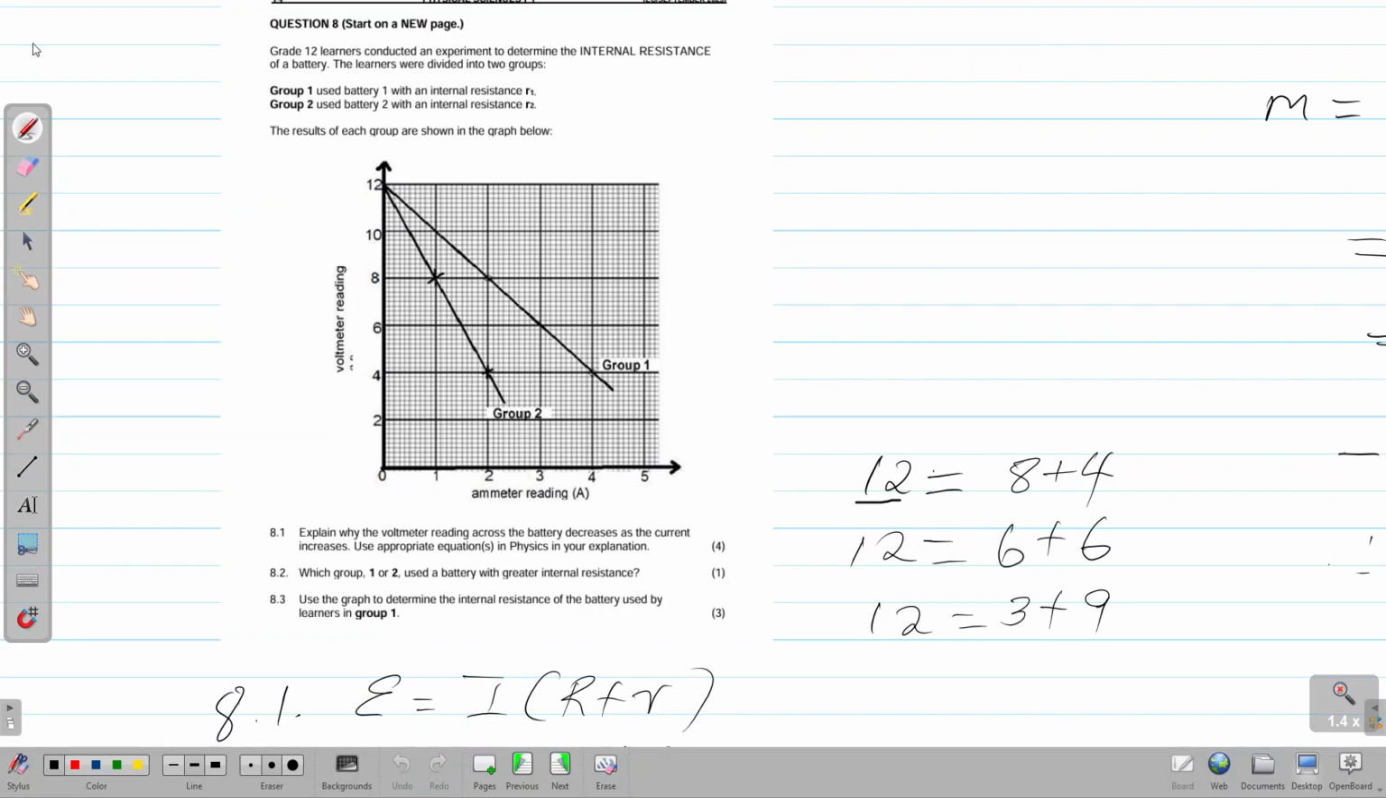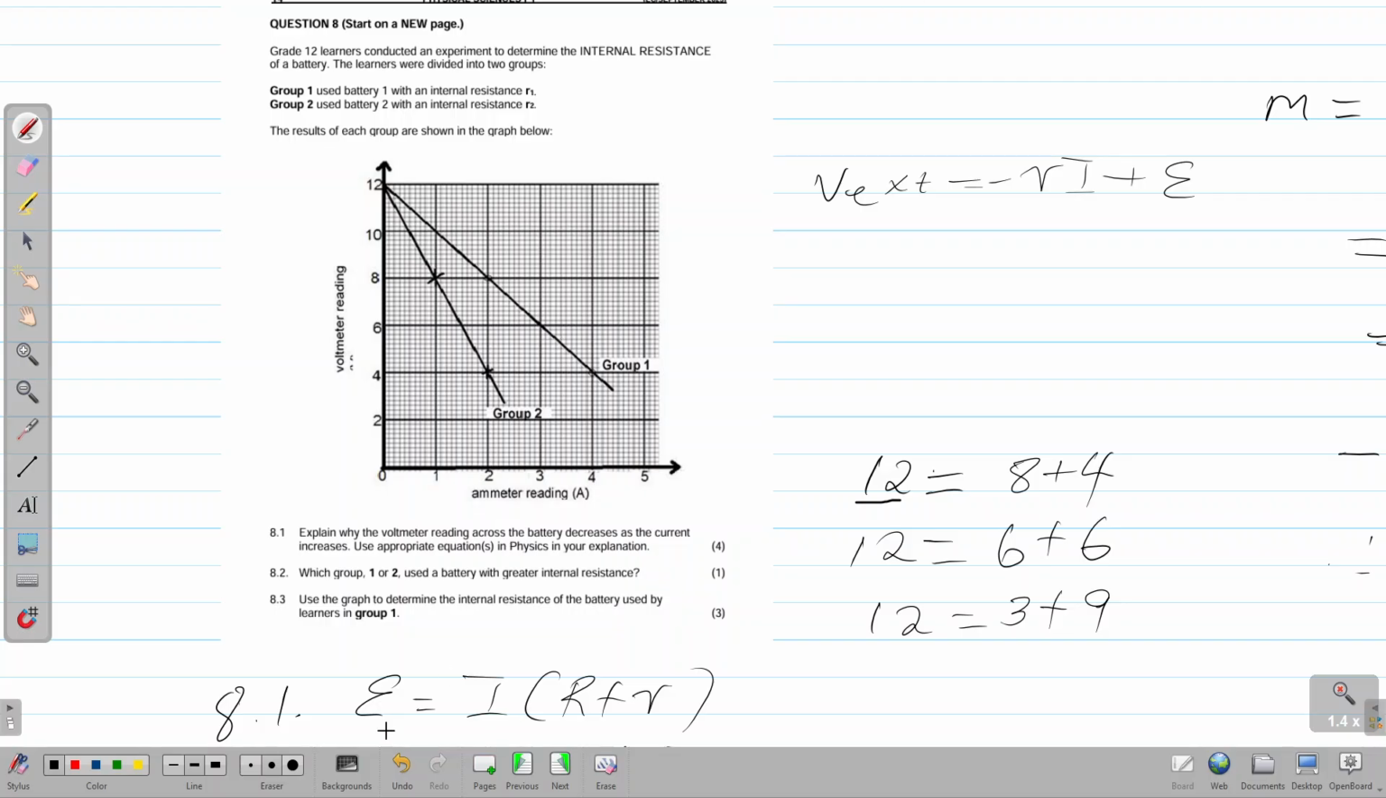Okay, right. 8.2, which group, 1 or 2, used a battery with a greater internal resistance? Again, here you have to recall the linearization to answer this question. It's 1 mark, so this is a knowledge question. So V external is minus R I plus EMF.